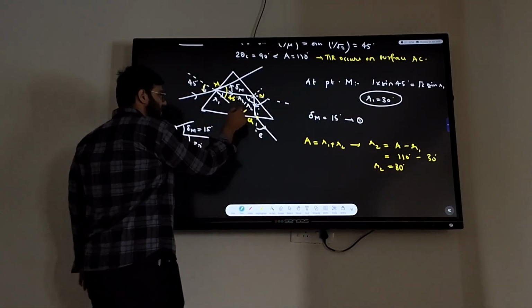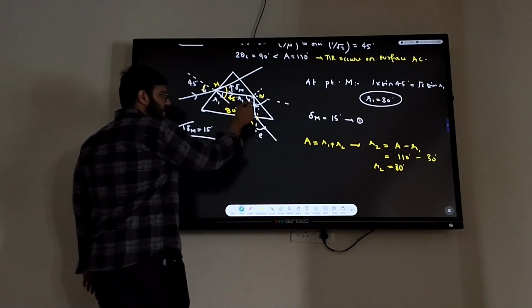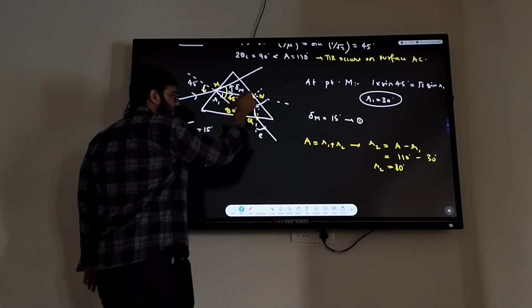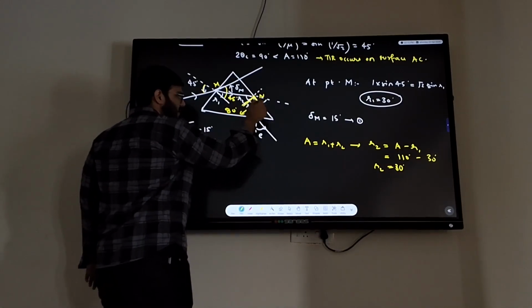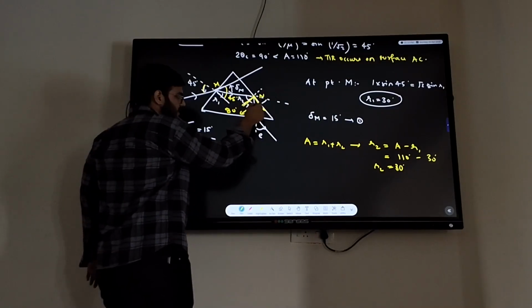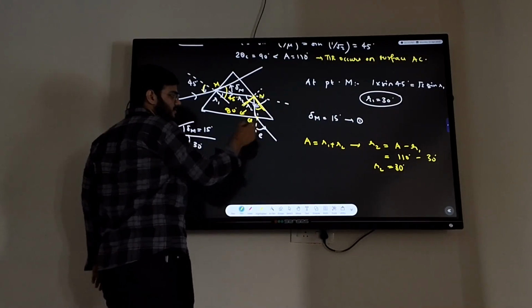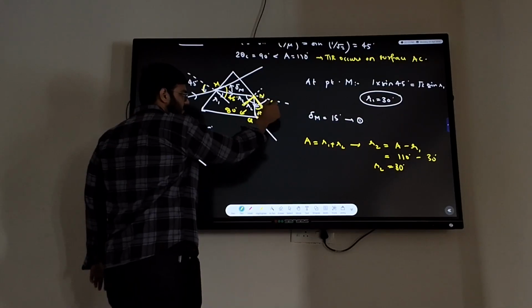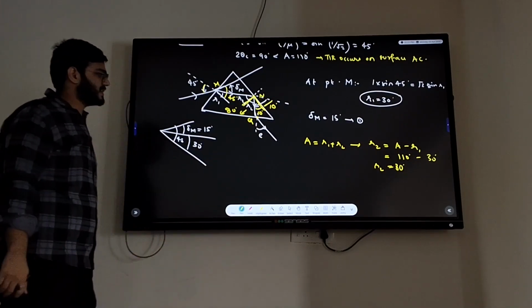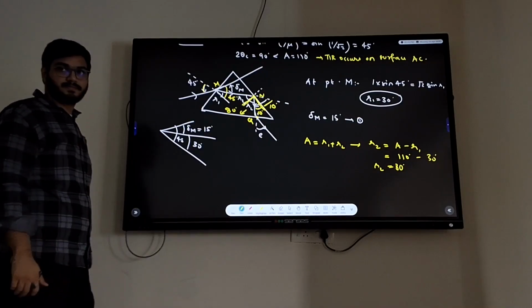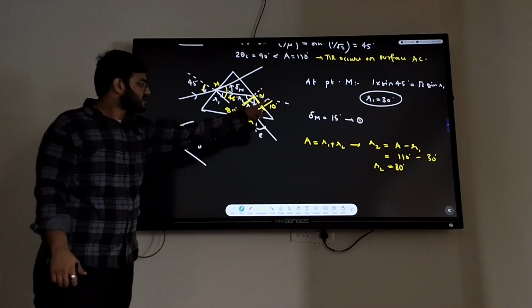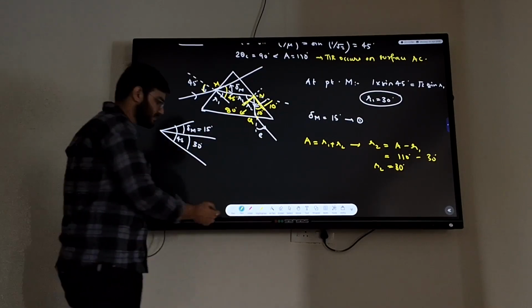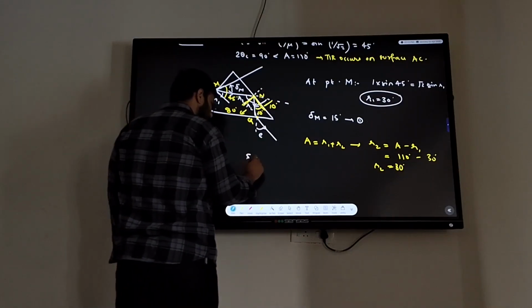That means what is this angle? 80. If this is 80 and this is normal, then what should be this angle? 10. That should be 10. And this should be 10 as well. Then what should be the deviation at N? This 10 plus 10? 20. That should be 20. So delta N is equal to 20.